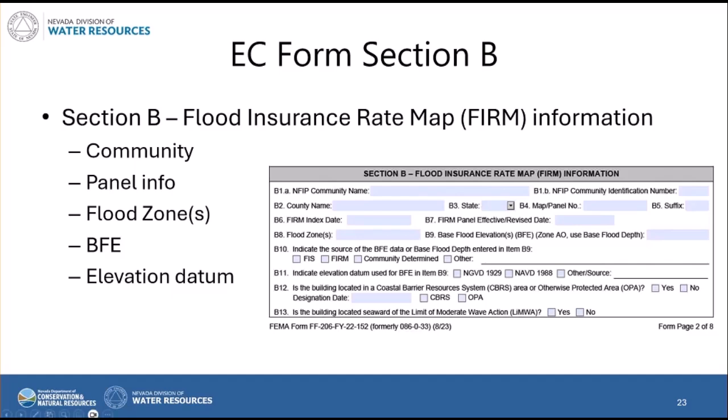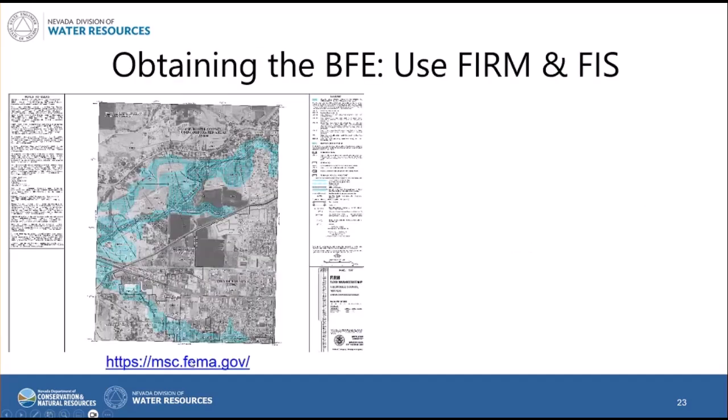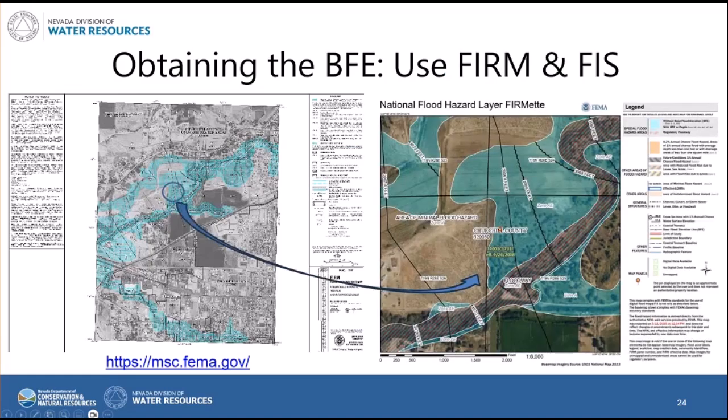And then a couple of coastal information items that you're not going to need in Nevada: coastal barrier resources systems, or is the building located seaward of the limit of moderate wave action? Is it in a coastal AE zone? Is the other information that we get from the FIRM. So that probably means going to the Map Service Center or using your community's GIS layers to find a particular location, zoom in on it. This is an example of printing out a firmette, or a little mini FIRM, if you will, from the Map Service Center.